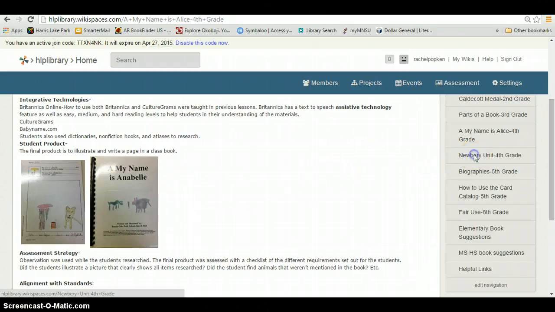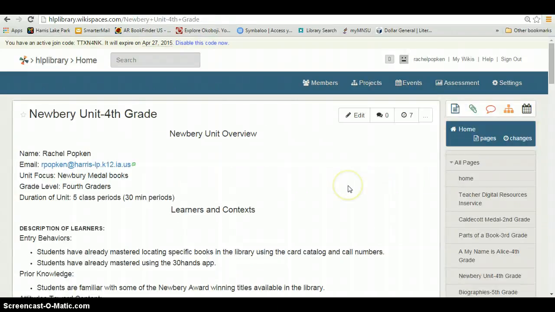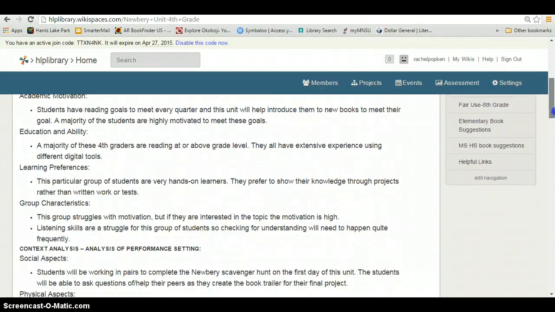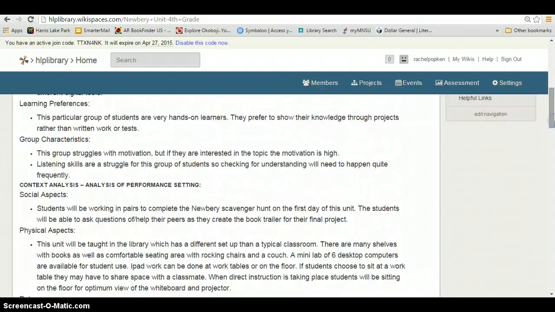The next lesson that is available is also for fourth graders. This is about the Newbery Award. This page has book trailers for the visual learners. There are book talks that will happen in this lesson for the auditory learners. There is also a scavenger hunt in this lesson for the bodily and kinesthetic learners.